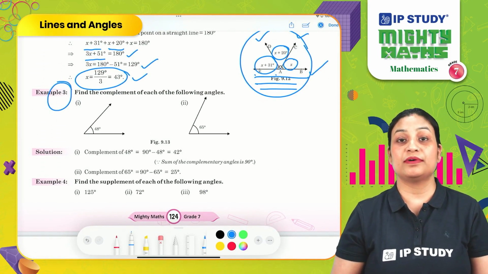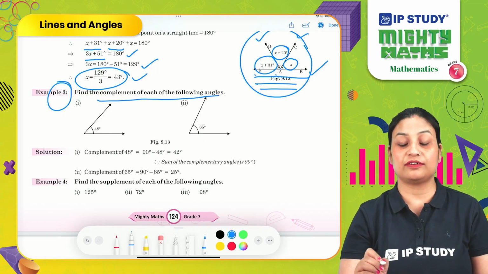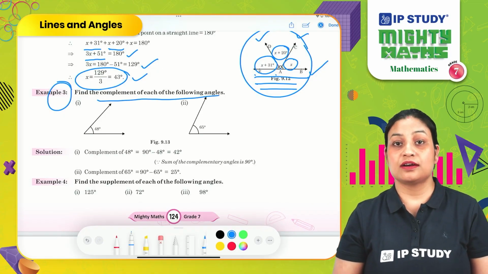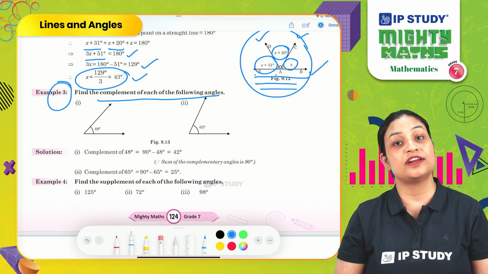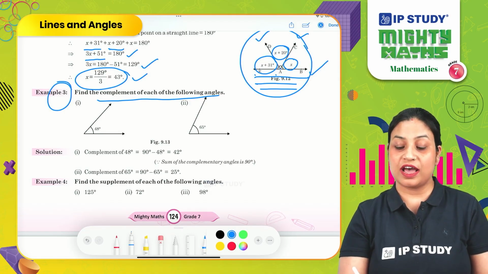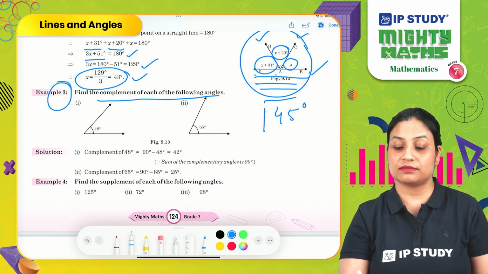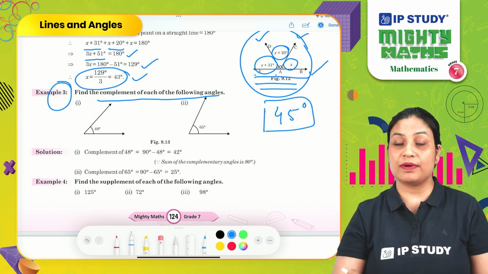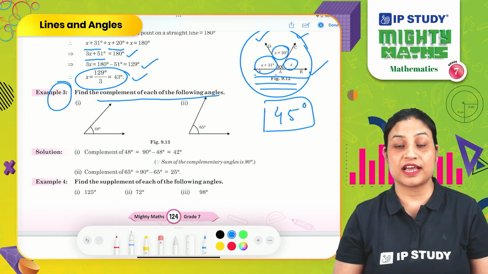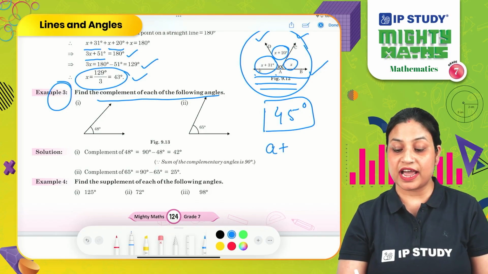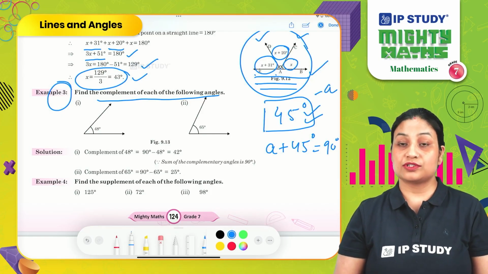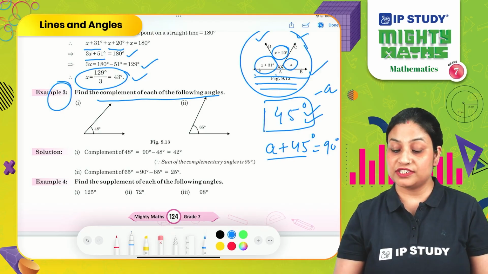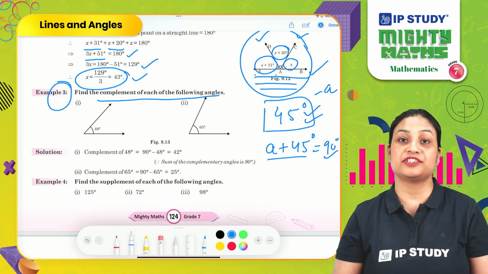Here in example number 3, we have to find the complement of the following angle. Now we have discussed what complementary angles are. Complementary angles are angles whose sum is equivalent to 90 degrees. So if I say you have an angle of 45 degrees, suppose, and I ask you what is the complement of this angle? You know that the sum of complementary angles is equal to 90 degrees. So let's say the complement of 45 degrees is A. I will add 45 and A, which is equivalent to 90 degrees according to the definition of complementary angles.